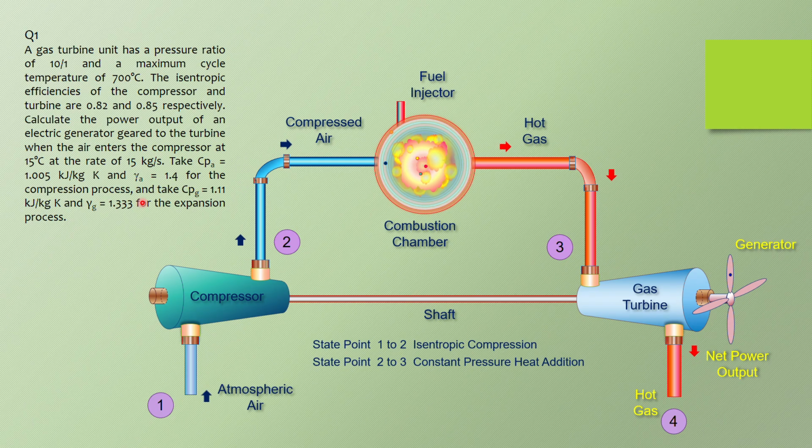Now, sometimes they ask you to consider CPA and gamma 1.4 throughout. That means if they give you only one CP and one gamma, it is air working throughout the entire cycle. Then that should be a closed gas turbine unit and a closed constant pressure cycle.